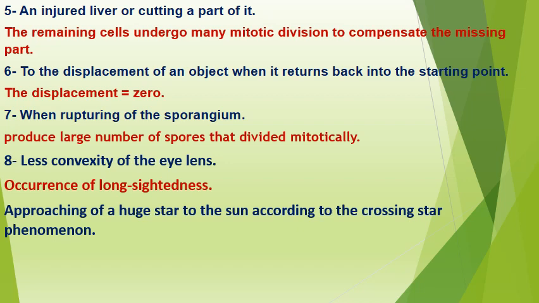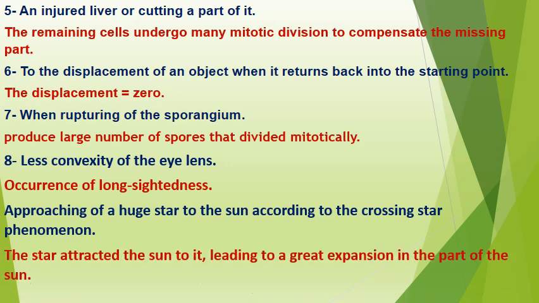Number 9, page 147. Approaching a huge star to the sun according to the crossing star phenomenon. The star here attracted the sun to it, leading to a great expansion in a part of the sun.